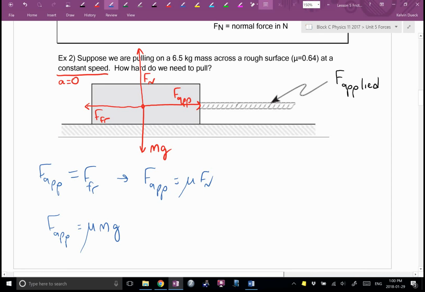Let's do a quick check. Christy, do I know mu, the coefficient of friction? So yes. Do I know m, the mass? Do I know g, 9.8? Do I know everything that I need to know to crunch this? Good. It's going to be 0.65 times 6.5. 0.64, Mr. Duick, thank you, times 6.5 times 9.8.